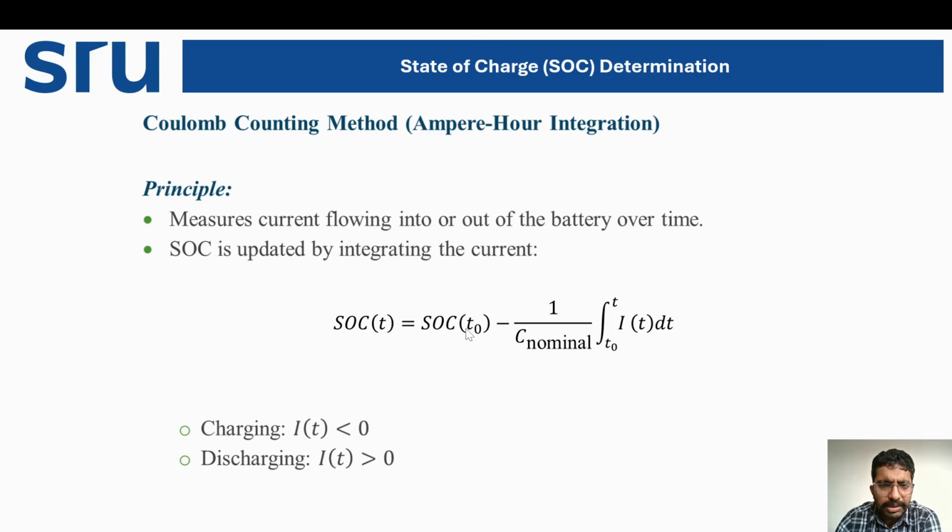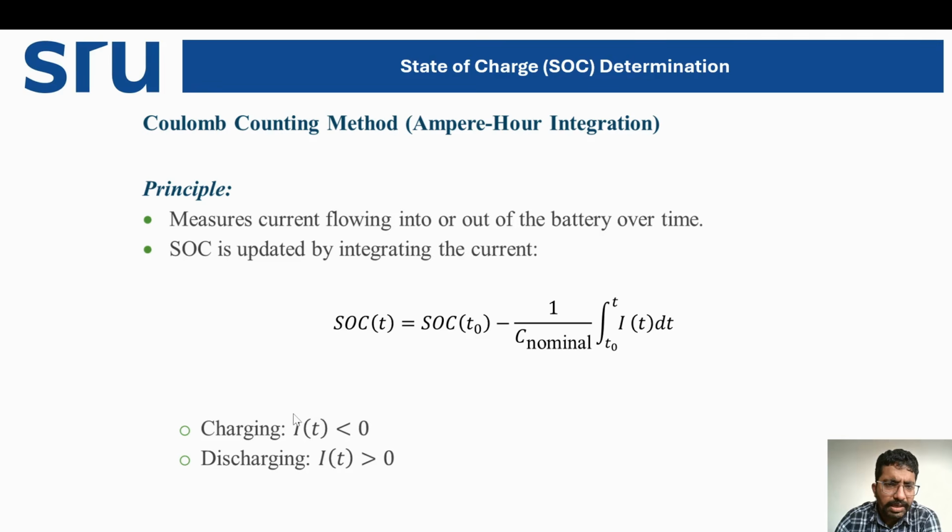So initial state of charge minus 1 divided by the total capacity of the battery, multiplied by the integration from t0 to t, the initial time to the final time, and of course current is the integrating factor here. With respect to time we are doing this integration, and here the minus sign represents charging.